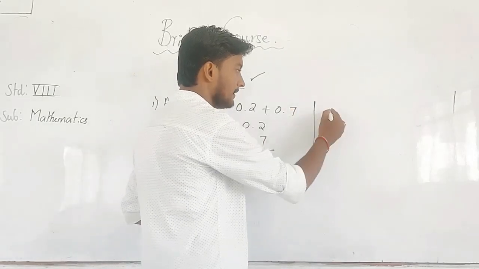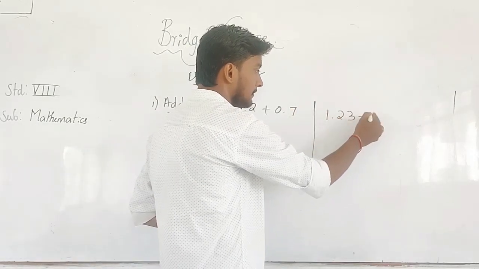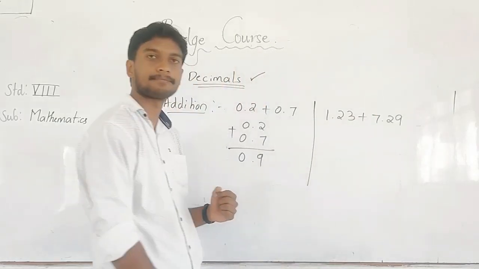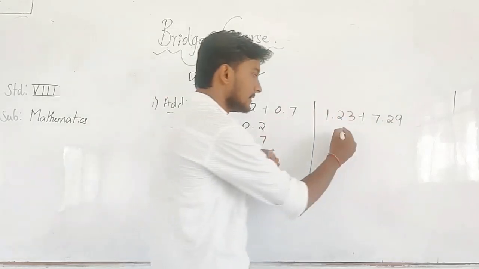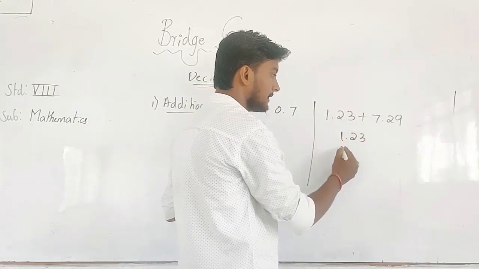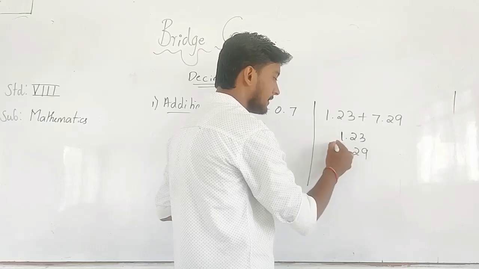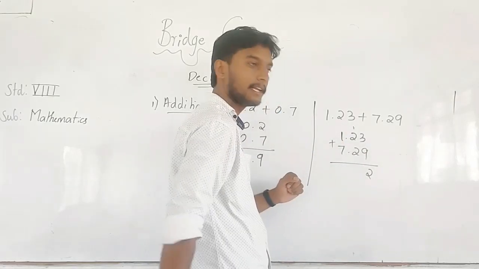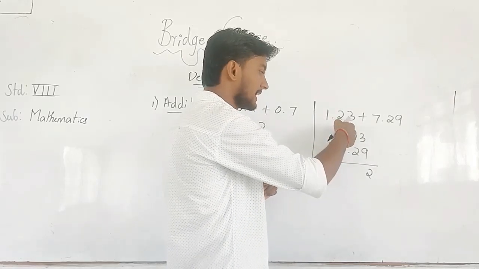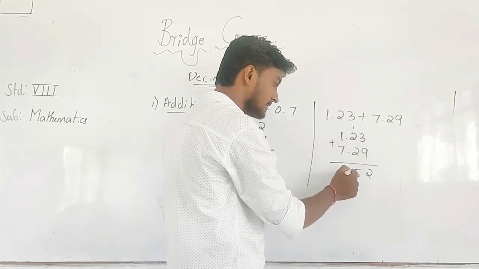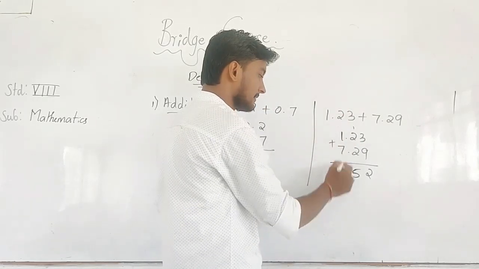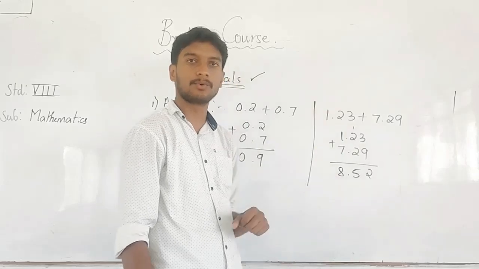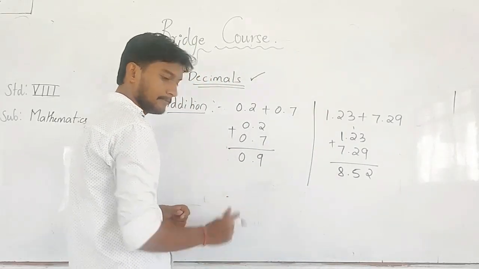One more example, 1.23 plus 7.29. We have to add these two. Again 1.23, then 7.29. 3 plus 9 is 12, write 1 as carry. 2 plus 2 is 4, plus 1 carry is 5. Next there is a dot, put the dot as it is. 1 plus 7 is 8. So if you add these two, how much will you get? 8.52.